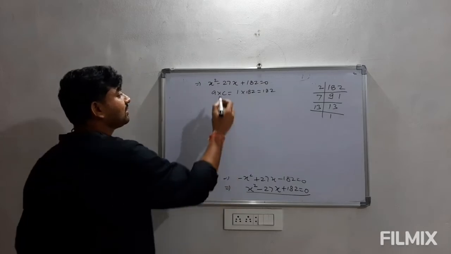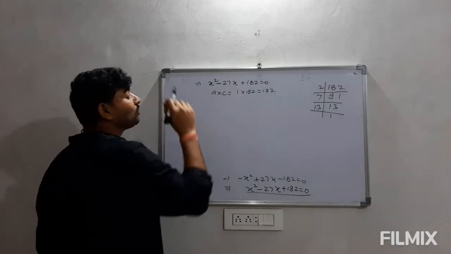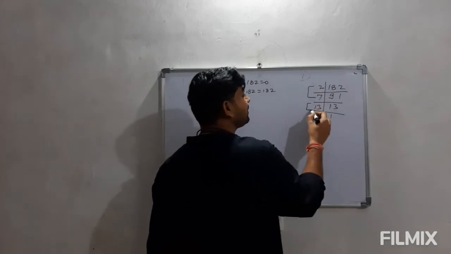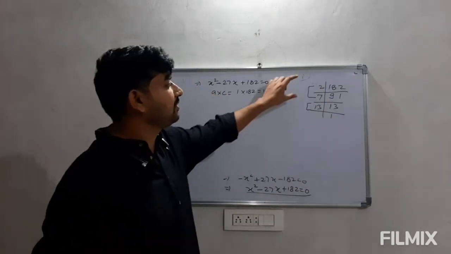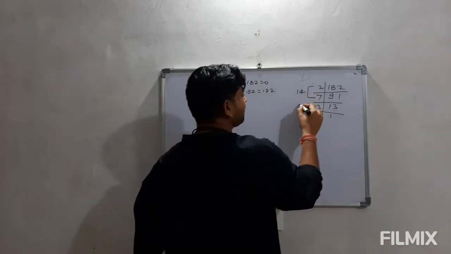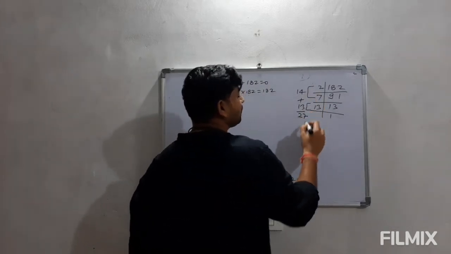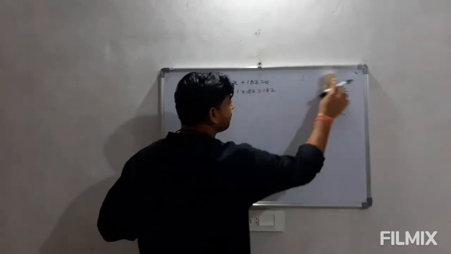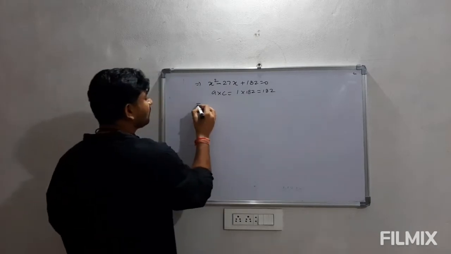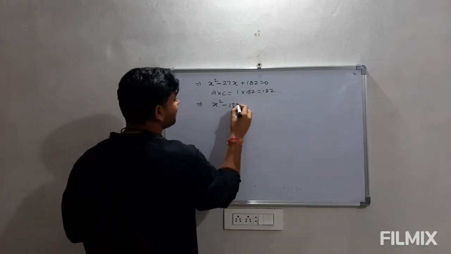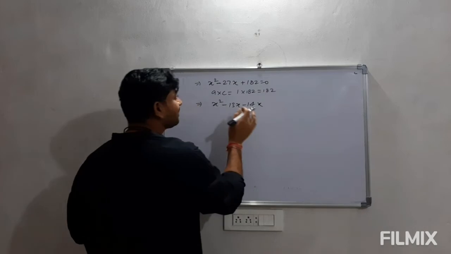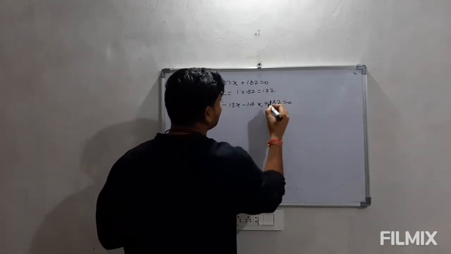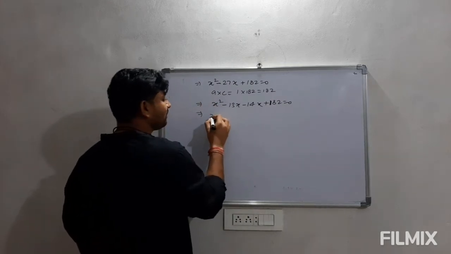Now look at this. In the middle term, the value of b is minus 27. So it is very simple. 2 into 7 taken together and 13. That is 14. Here we are getting 14 and this is 13. 14 plus 13 is nothing but 27. But we need the answer as negative. So we have to take both of them with minus sign. So here we will be writing x square minus 13x and minus 14x, so that when we add this, it will be a negative 27. So plus 182 is equals to 0. Now we have to take something common.